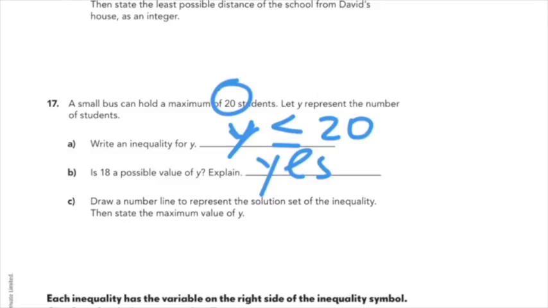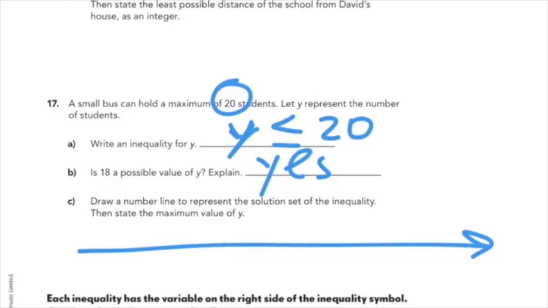If you substitute 18 for y, it works. Next, draw a number line to represent the solution set of the inequality, and state the maximum value of y. So all you're going to do is basically just draw it. I'm not going to do it for you. You're going to do a number line. The maximum is 20. So you're going to draw the inequality just like we did with the other number lines, showing that y is less than or equal to 20.